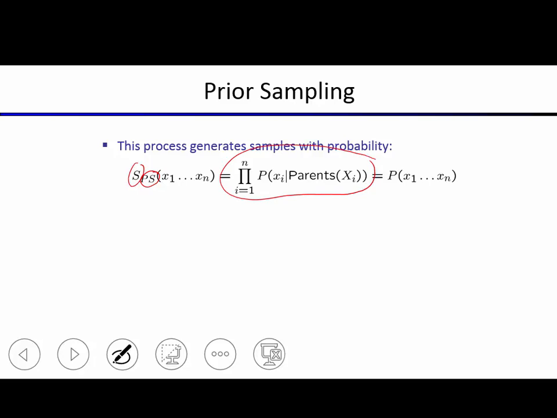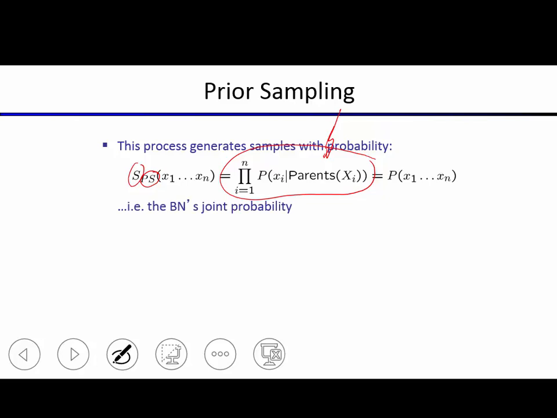When we sample Xi, we draw it from this particular distribution. When we sample the next one, we draw it from similarly the same distribution. The joint probability of getting a particular sequence of x1, x2 through xn is the product of the probabilities of each of these samples as they're being generated. This is actually the probability distribution encoded by the Bayes net. So we are getting samples from the correct distribution. Okay? So that's a good thing.